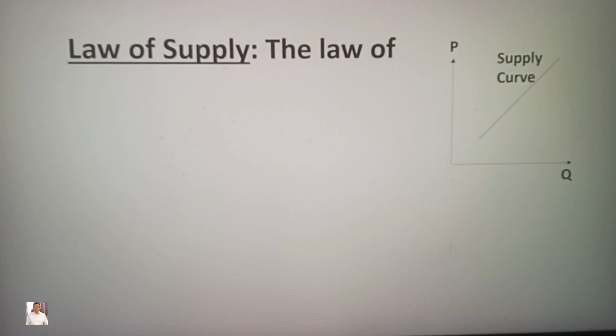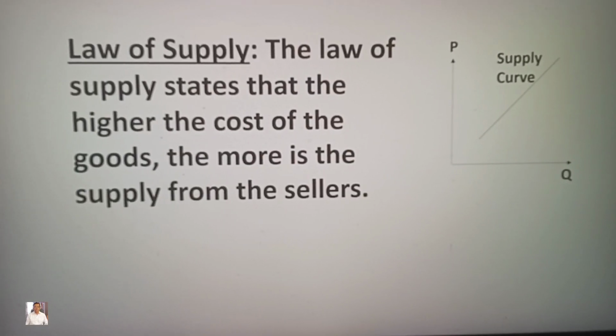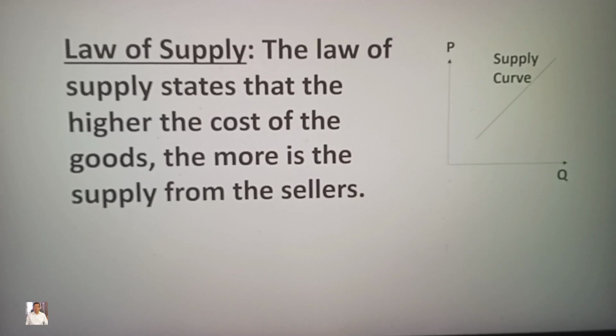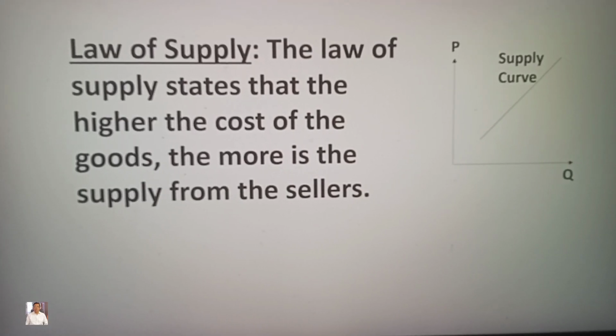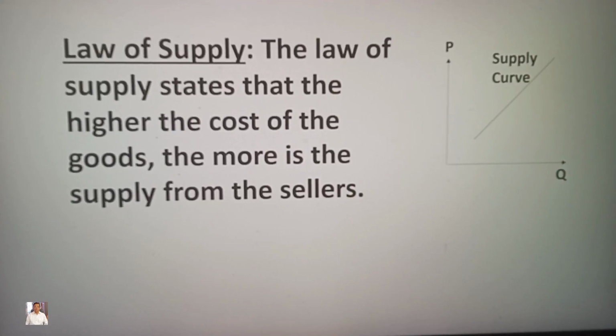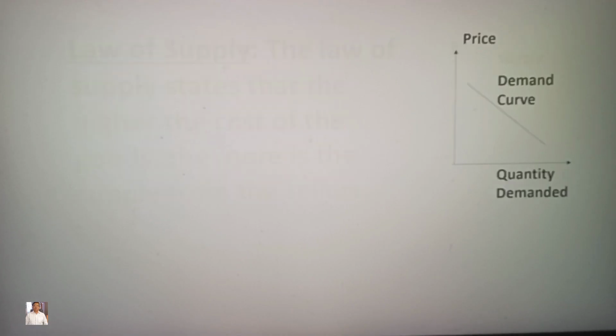Law of supply. The law of supply states that the higher the cost of the goods, the more is the supply from the sellers. In the figure, the y-axis represents the price of the product and the x-axis represents the quantity of the supply. The supply curve indicates that supply will be more if the price increases.